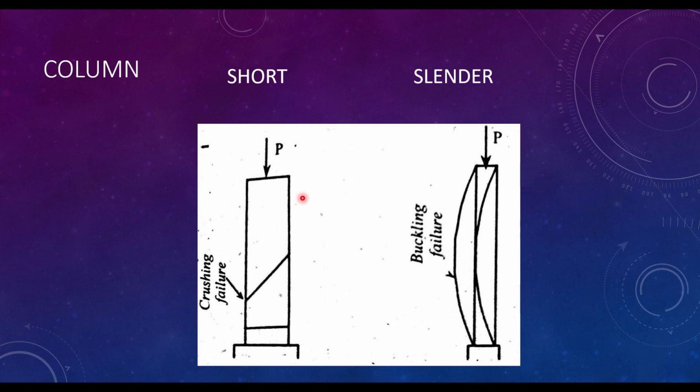So the first image on the left hand side represents a short column failure, while the second image represents a failure from a slender column. You see it deflects a little bit and then makes the column buckle.